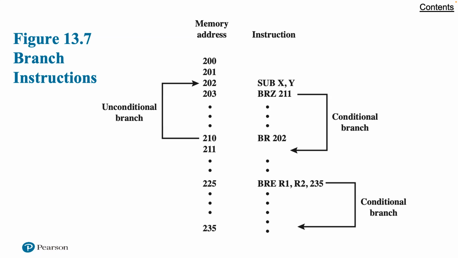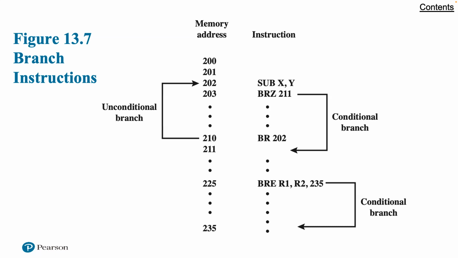Another approach that can be used with a 3-address instruction format is to perform a comparison and specify a branch in the same instruction. For example, BRE R1, R2, X: branch to X if the contents of R1 are equal to the contents of R2. Figure 13.7, which I'm showing here, shows examples of these operations.